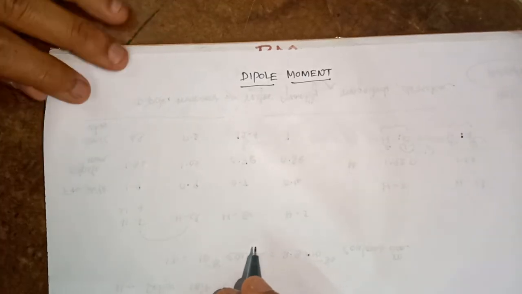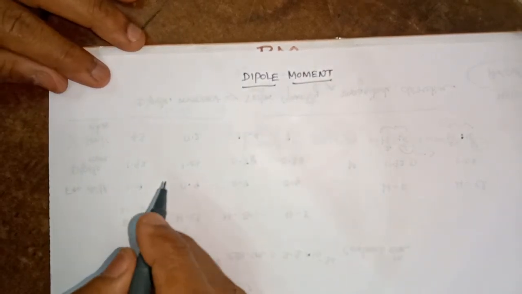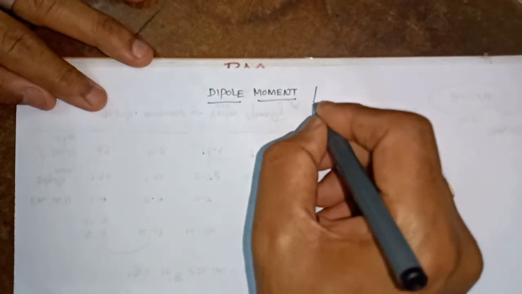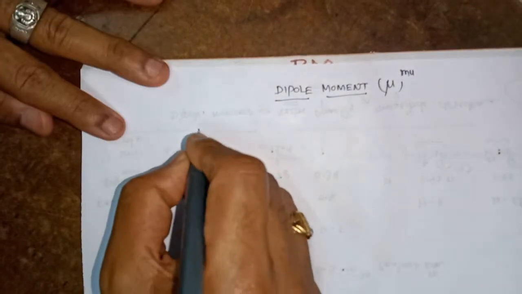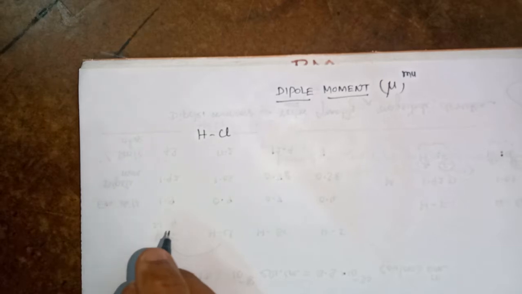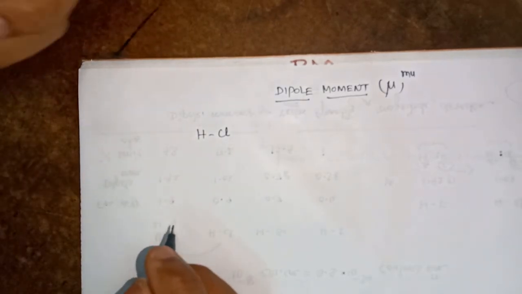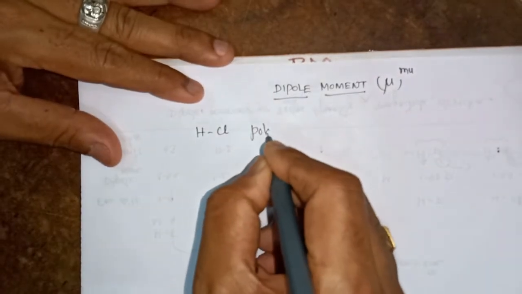Welcome to my video. Today we see dipole moment. It is represented by the letter mu. Suppose I take a heteroatomic covalent molecule. The polarity of this molecule, what is called polarity? The charge separation in this molecule.